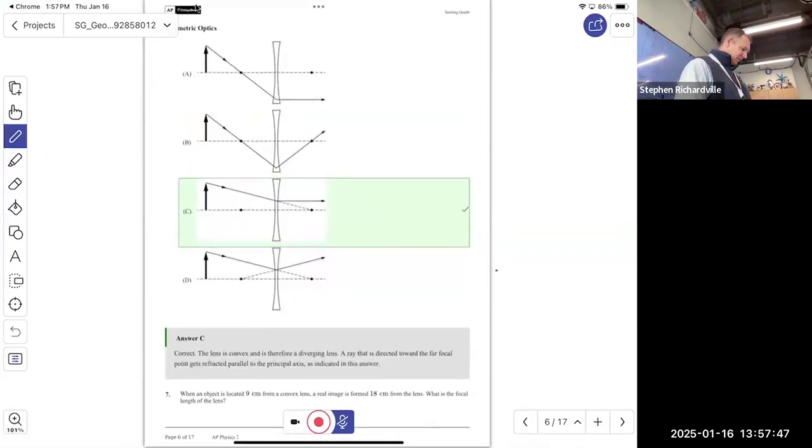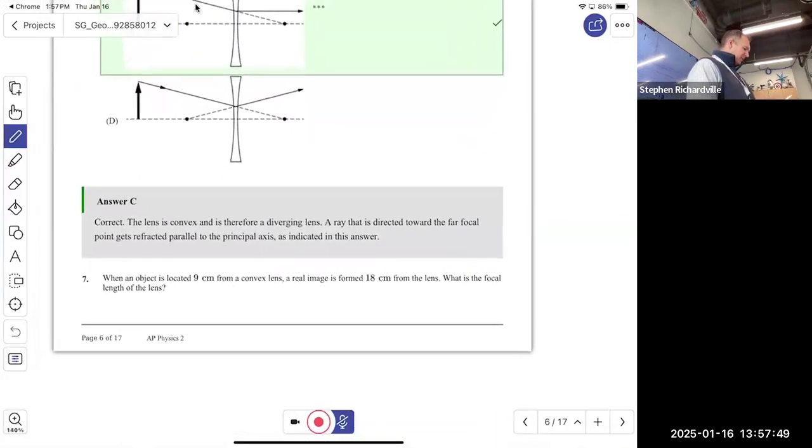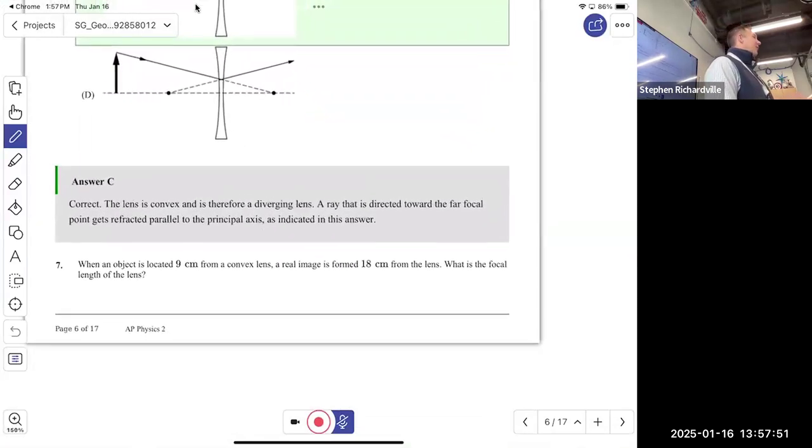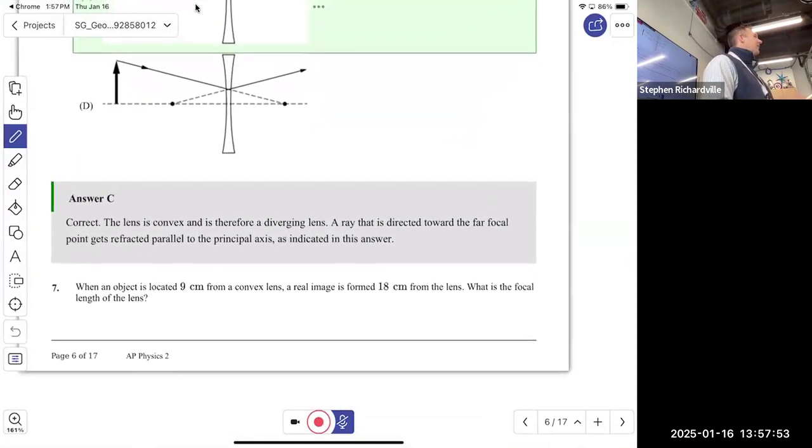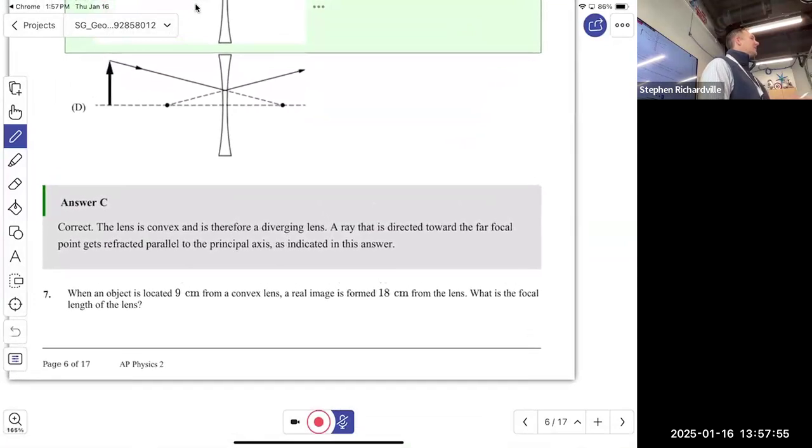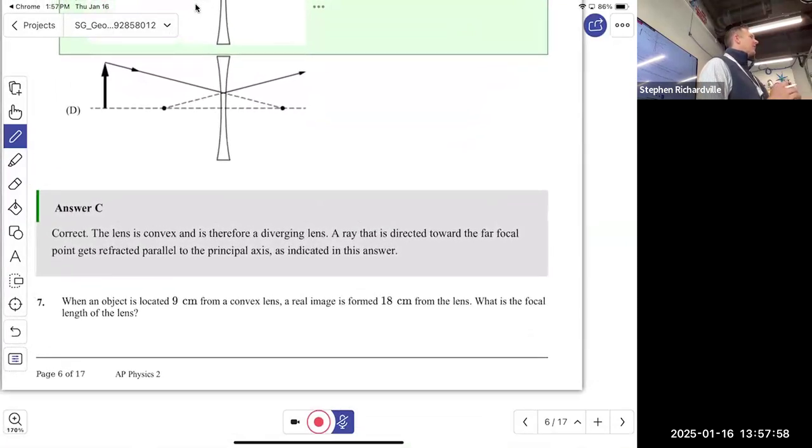Oh, there's a question. Number 7, 20 questions. Let's crank through it. When an object is 9 centimeters from the convex lens, a real image is formed 18 centimeters from the lens. What's the focal length? This is super easy, right? I do need to know that convex is converging for a lens. Sometimes when they don't give me a diagram, that's a little bit tricky. I need to know that convex is converging, therefore there's no negative F.